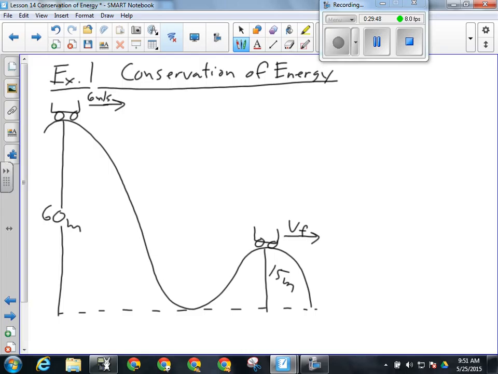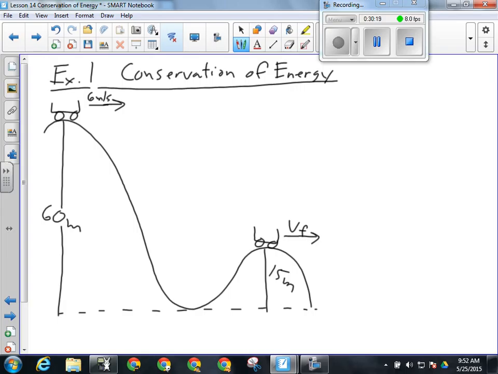Okay, so we've got this situation, a roller coaster. At the top of the highest point, it's 60 meters above the ground, traveling at 6 meters per second. A short while later, it is on that smaller hill that is 15 meters above ground level, moving at a different, unknown speed. We want to be able to calculate how fast it's going at that point.